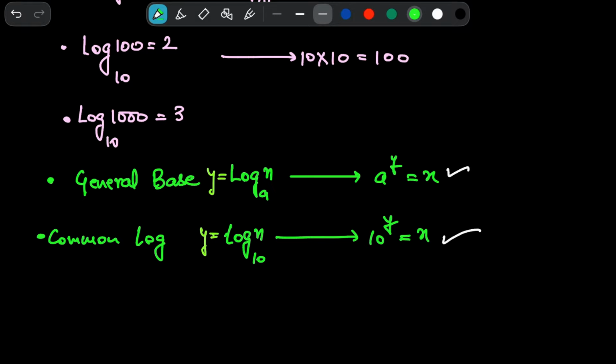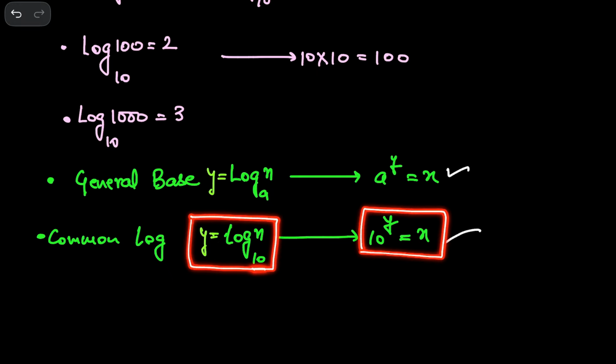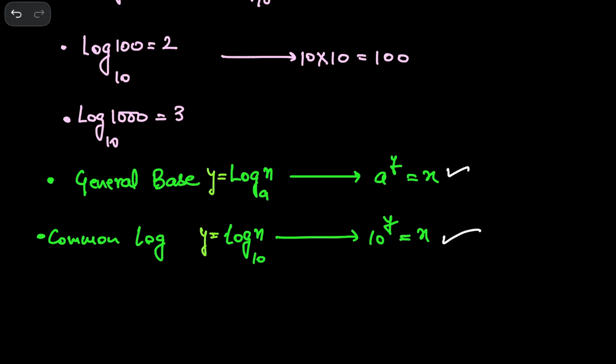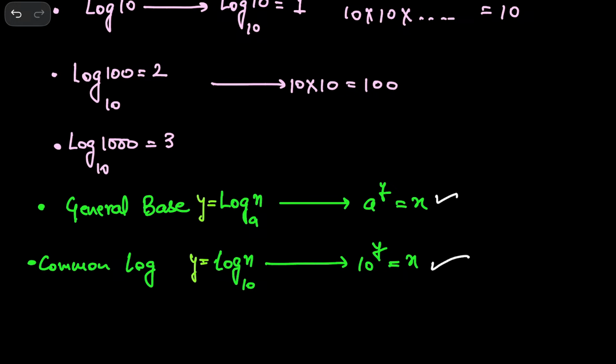General base: y equals log x with base a becomes a raised to power y equals x. And common log, that is y equals log x with base 10, can be written as 10 raised to power y equals x. We will understand how we convert these particular expressions afterwards. Now we are going to understand the concepts of logarithm by doing few questions based on this concept.